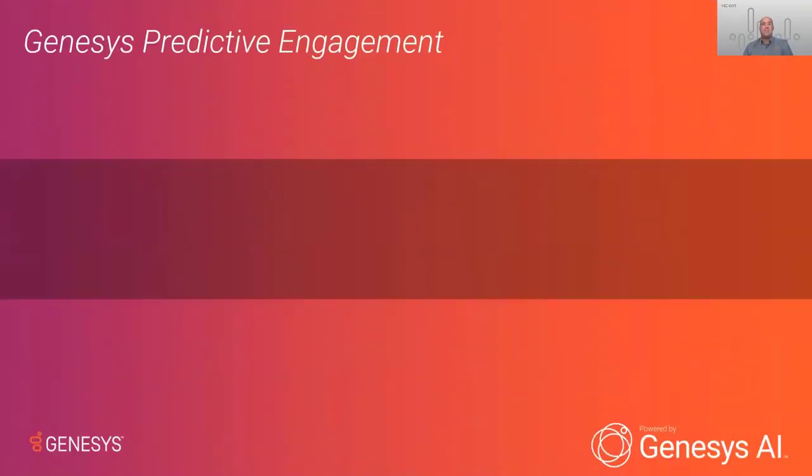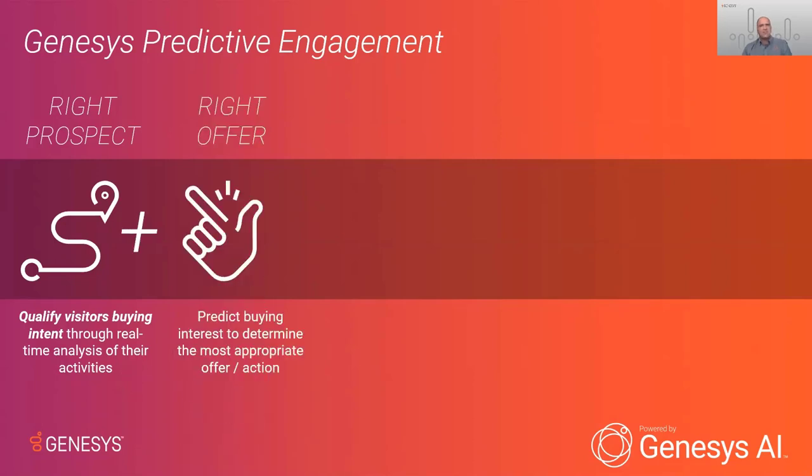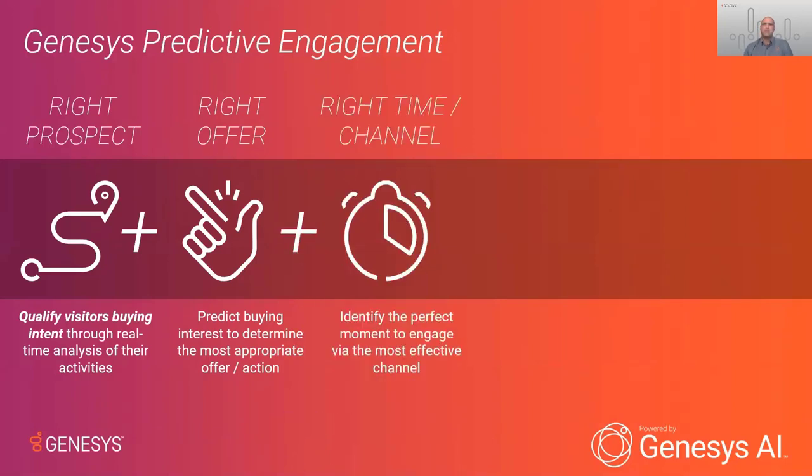At Genesys, we have a solution for this problem called Genesys Predictive Engagement, powered by Genesys AI and delivered from Genesys Cloud. Our solution is to help you through a practical application of AI to leverage customer journey data and engagement technology to firstly analyze and qualify the visitor's buying intent through real-time analysis of their activities, then to predict their buying interest to determine the most appropriate offer or action, then to identify the perfect moment and the perfect channel to engage that prospect on.